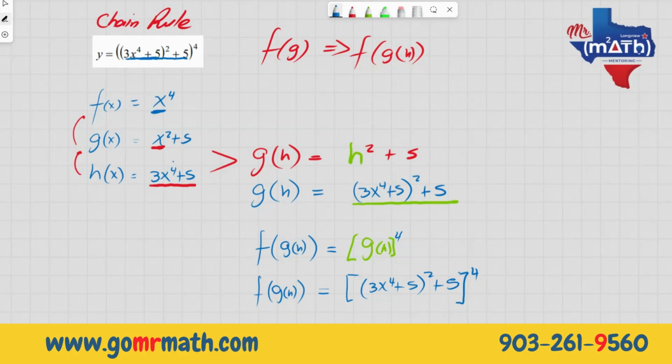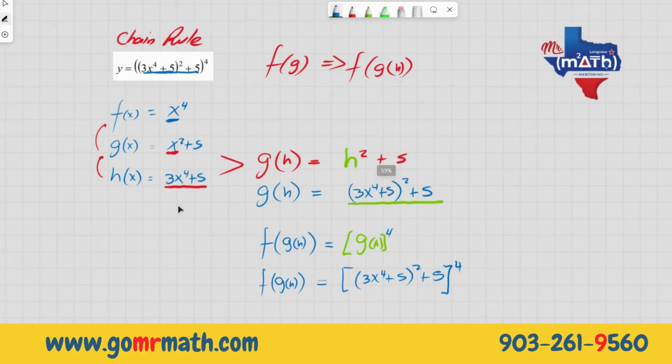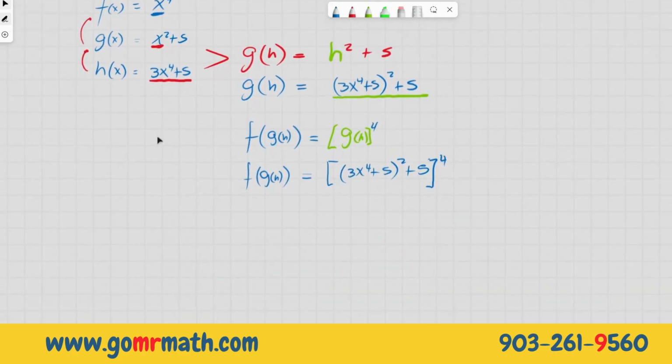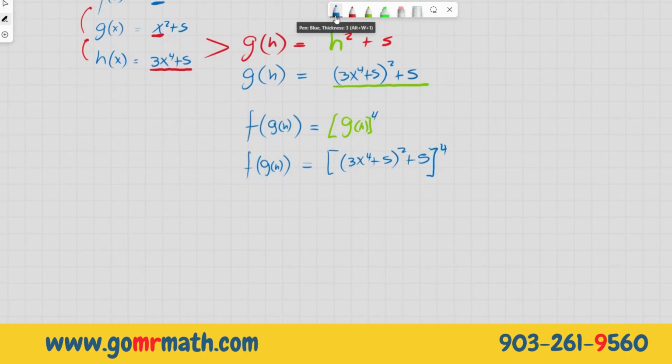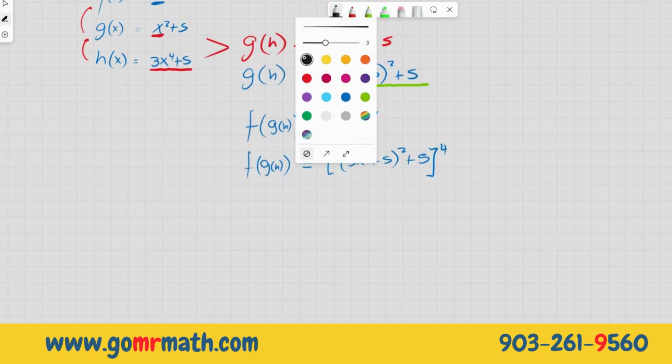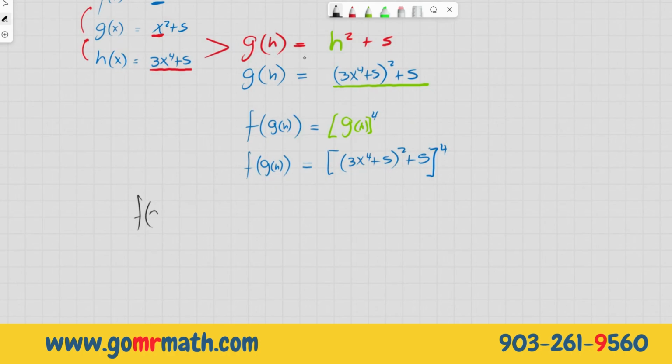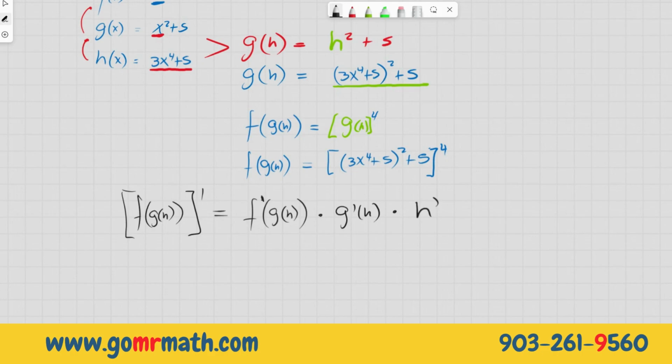Okay, now how can we find the derivative applying chain rule? If I am looking for the derivative of f of g of h, okay, the derivative of this expression is the derivative of f of g of h times the derivative of g of h times the derivative of h.